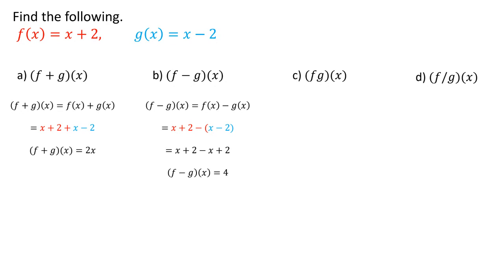Now I can combine my like terms. So x minus x cancels, giving me 0. And 2 plus 2 is going to be 4. Okay. All right, how about C?